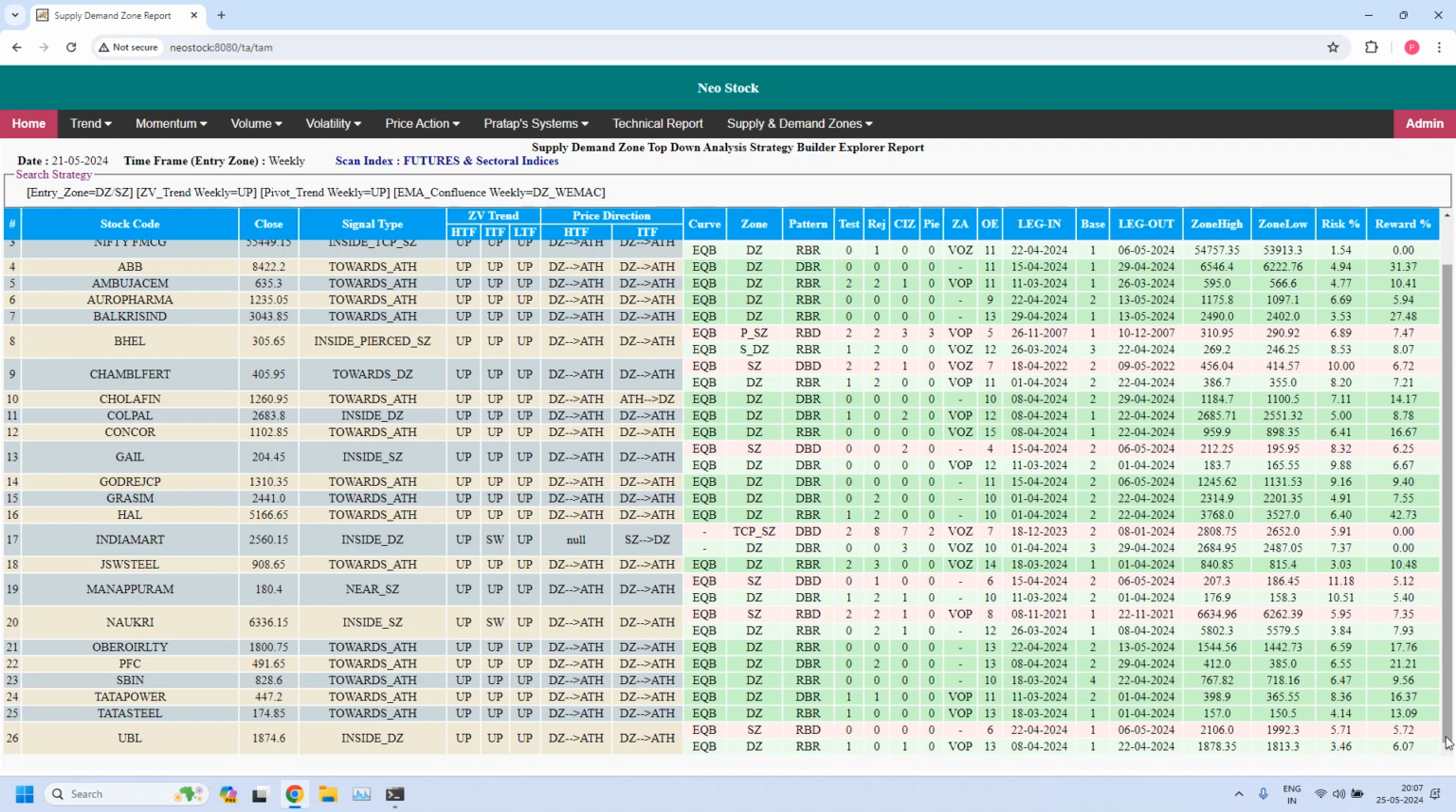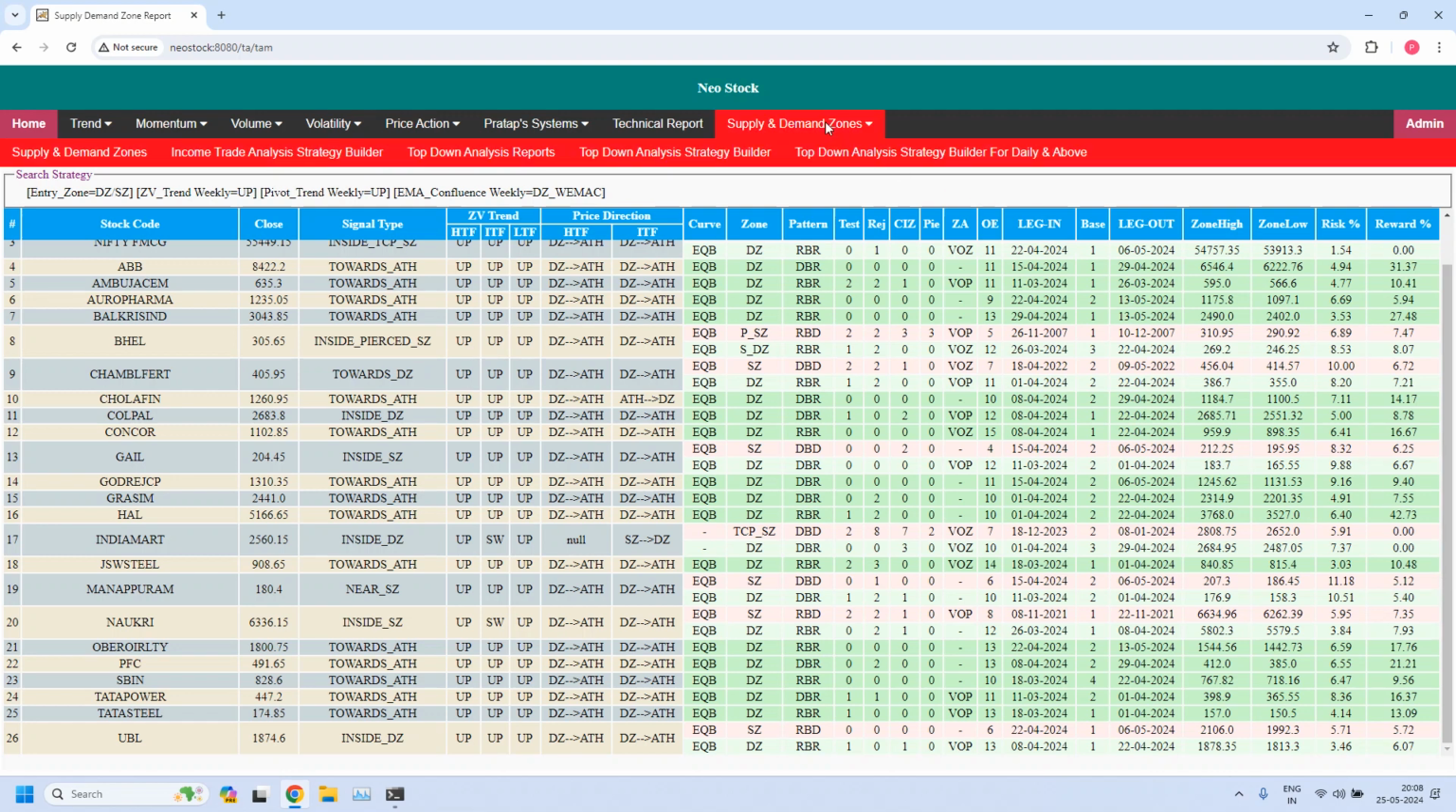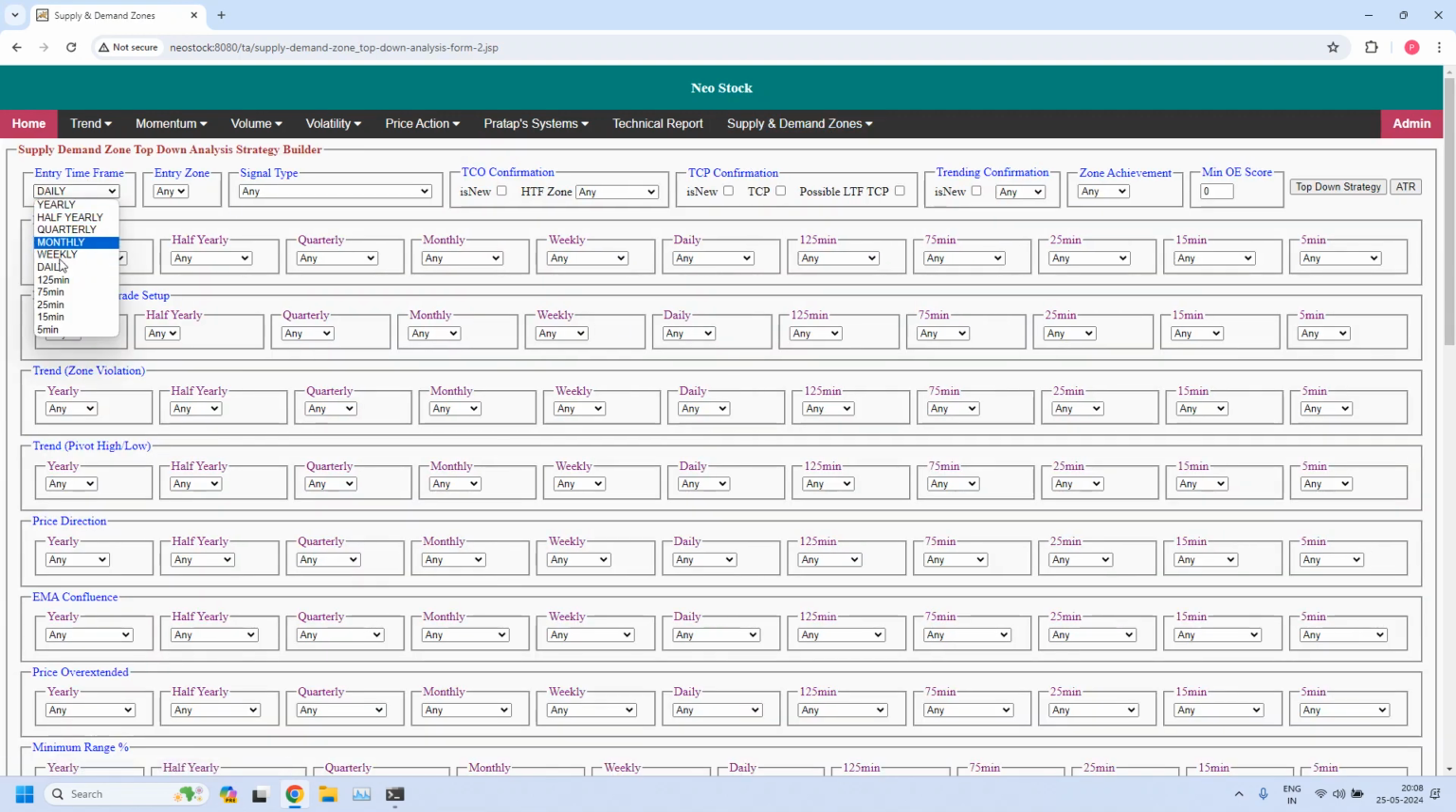Exactly the same way, the last report we will generate this time is supply zone having a weekly EMA confluence. So the entry time frame is weekly, because these zones will be displayed to us, weekly zones. In trend we are selecting zone violation trend, but before that the EMA confluence we will set. In the weekly time frame, for EMA confluence, we are selecting supply zone having weekly EMA confluence. SZ means supply zone, WEMAC means weekly EMA confluence.